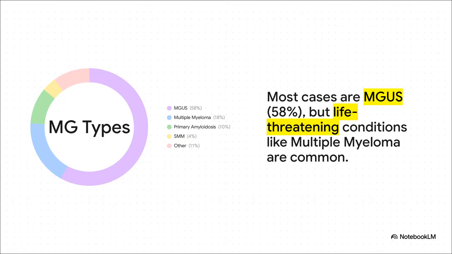And this chart really puts the whole challenge into perspective. I mean, just look at that huge blue slice. 58% of these cases are MGUS, which stands for monoclonal gammopathy of undetermined significance. It's often totally benign. But right next to it, you've got significant chunks from multiple myeloma and primary amyloidosis. So this is the core problem. How do we reliably pick out the dangerous players from this much, much larger pool of benign ones?